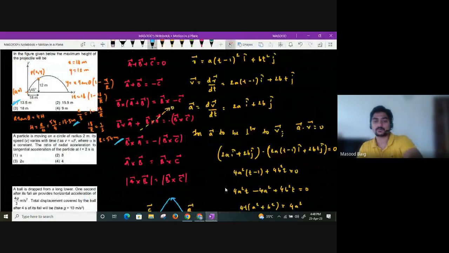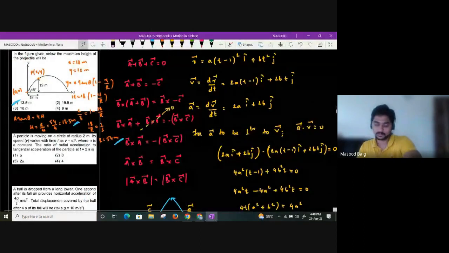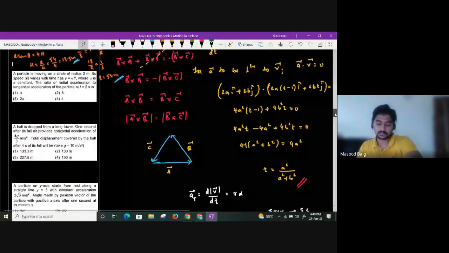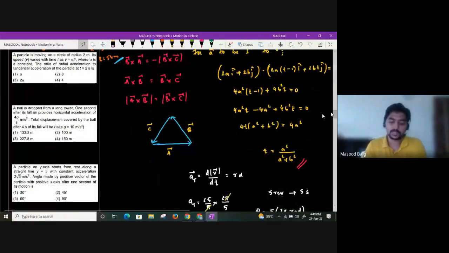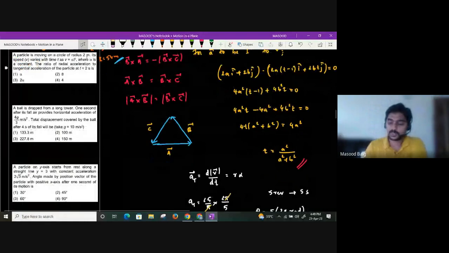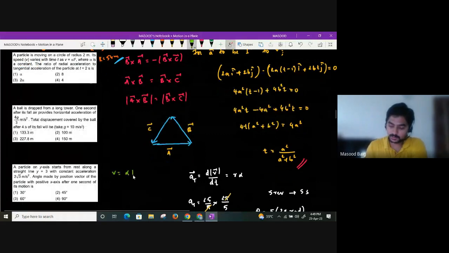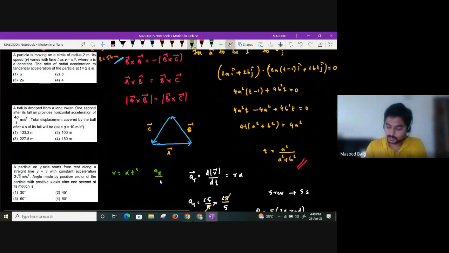Okay, let us move on to the next question. In the case that is given here, a particle is moving on a circle of radius 2 meters. Its speed is varying. How is speed varying? Speed is varying as alpha into t square. They're asking us to find ratio of radial acceleration to tangential acceleration at t is equal to 2 seconds.